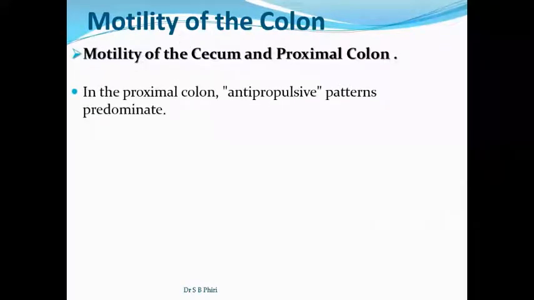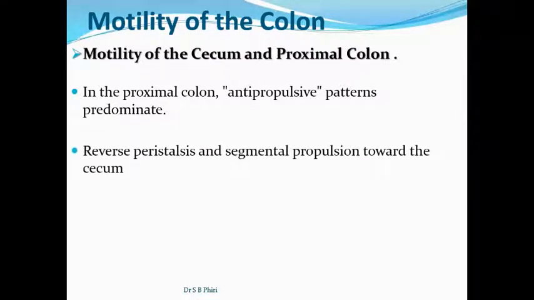So in the proximal colon, you have more of an anti-propulsive pattern. So anti-propulsive means they are opposing the movement of chyme towards the anus, hence the name anti-propulsive. So these are more like reverse peristaltic contractions. So we have reverse peristalsis that is taking place there, especially in the cecum and proximal colon, and also segmental propulsions that are taking place there.